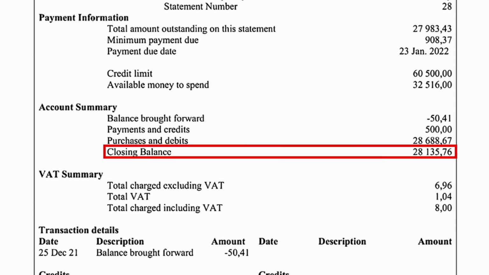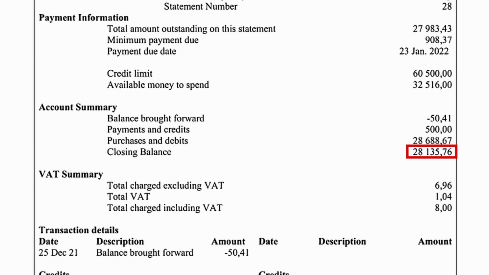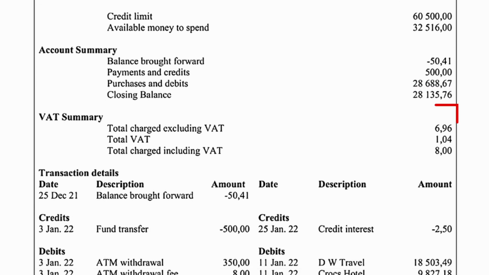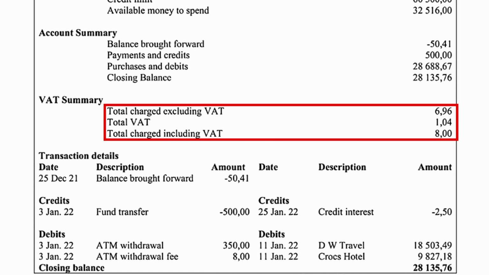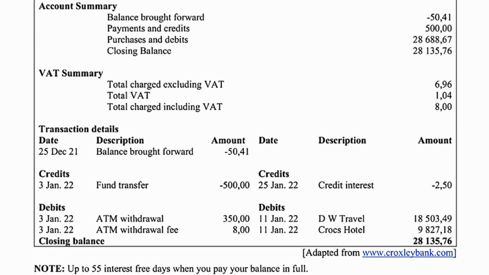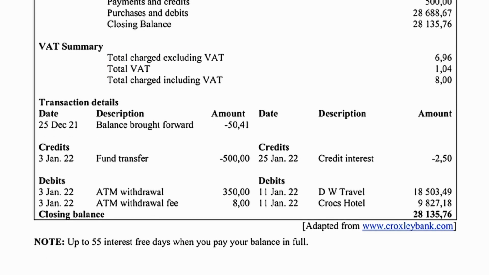Purchase and debits list the total cash that left the account. The closing balance is the balance at the end of the statement period and is listed as 28,135 Rand 76 cents. A VAT summary is then given for the ATM withdrawal fee that was debited on the 3rd of January. The transaction details are as follows.